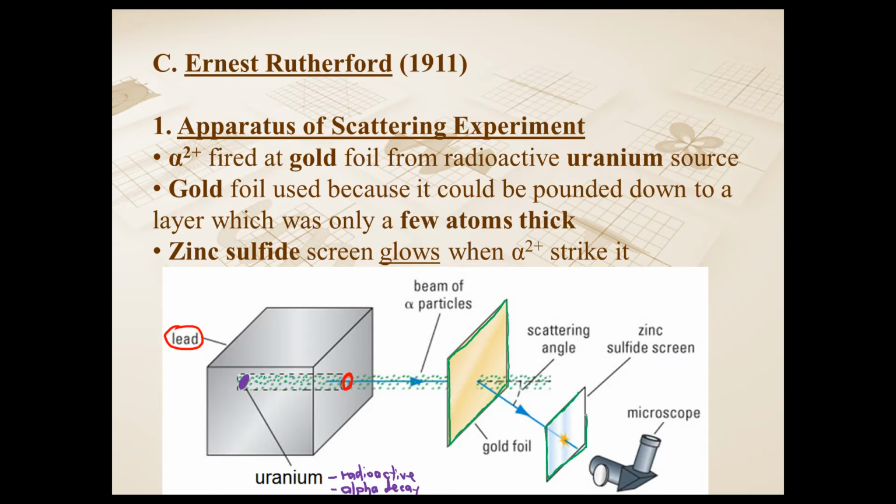I believe the screen would be a phosphorescent light source, which means that if a high energy particle hits it, it causes the screen to glow. And I think that's why the screen is coated with zinc sulfide. And then I believe if you use a microscope, you can observe where on the screen the alpha particles are actually going to strike. Okay, so that's the apparatus of the experiment. Now let's look at the expected results and the actual results.